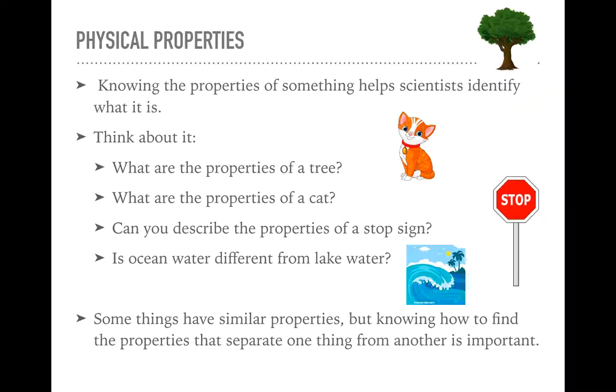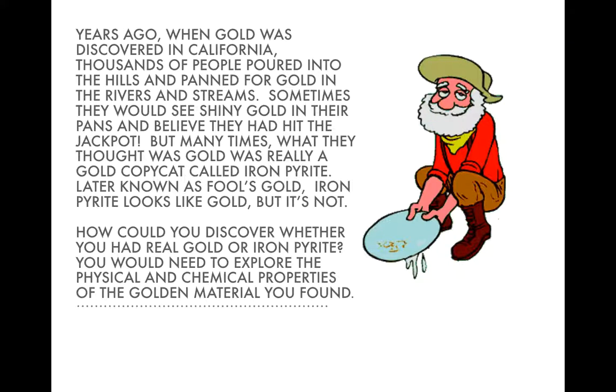Some things have similar properties, but knowing how to find the properties that separate one thing from another is important, especially in chemistry. This is how we can identify one element from another, by looking at its properties. So let's look at a real example of how properties can be used to distinguish between two substances.